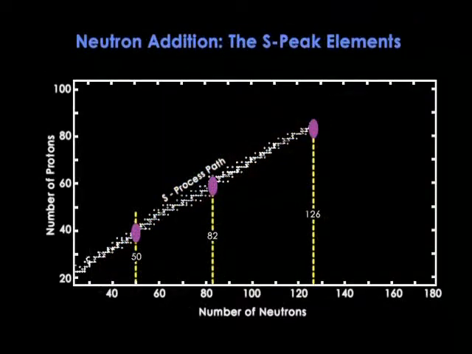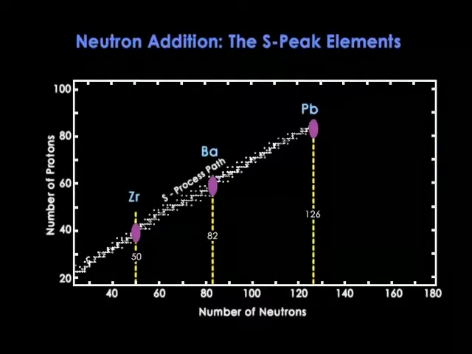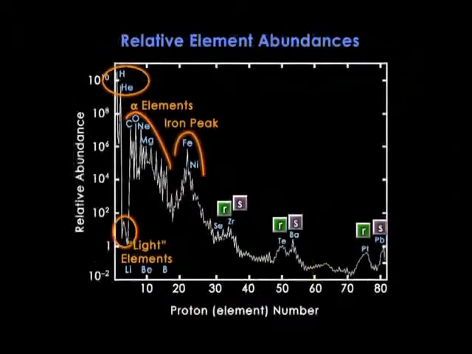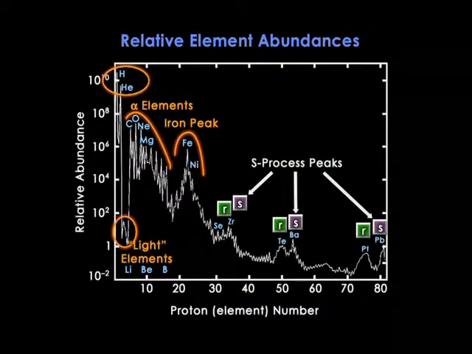So now let's look again at our neutron pathway. Up it comes, and where it meets these magic numbers, the elements build up. Here, near zirconium, barium, and lead. But wait a minute, let's go back to our abundance diagram. That's exactly where we have peaks on the abundance plot. Here they are, at just the right location.